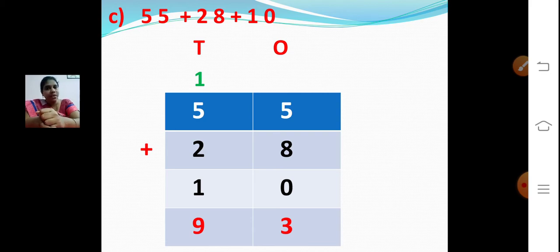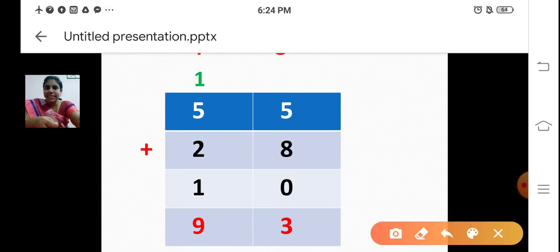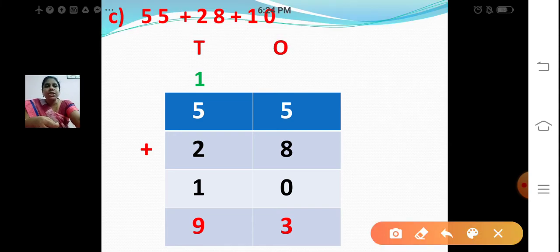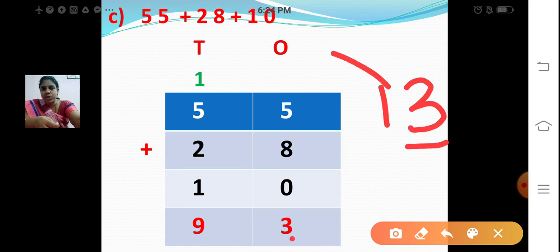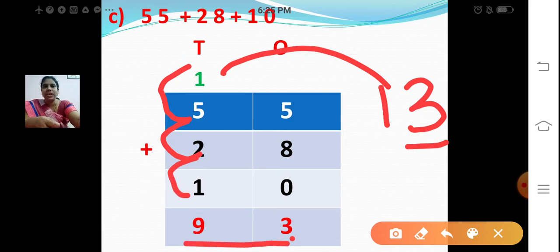So first we have to add the ones place. 5 plus 8, 13. 13 plus 0, 13. So 13 is a 2-digit number. So write 3 in the ones place. This one you carry over to the tens place. Now add the tens place. 1 plus 5, 6. 6 plus 2, 8. 8 plus 1, 9. So my answer is 93.